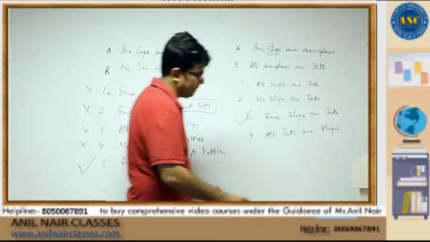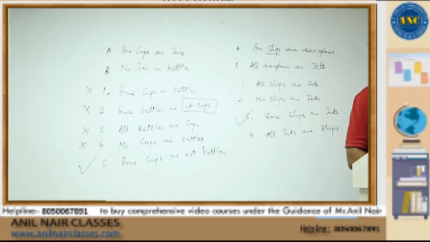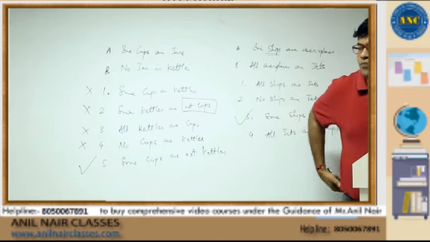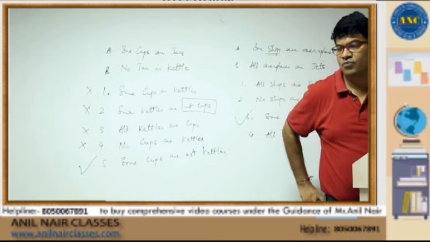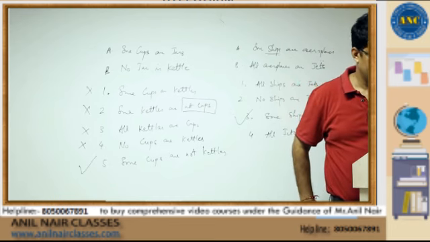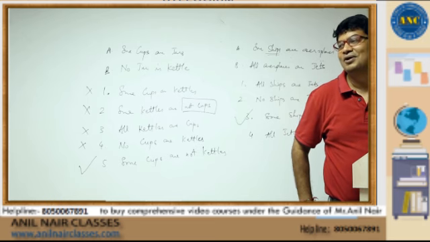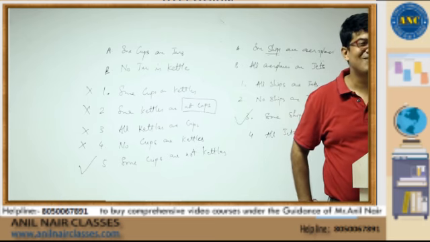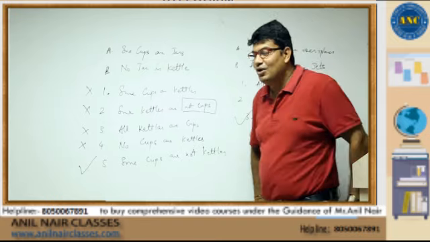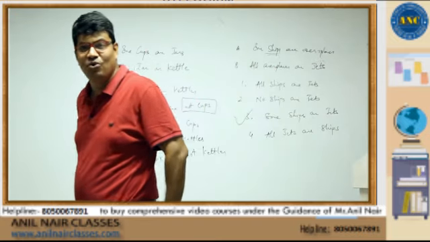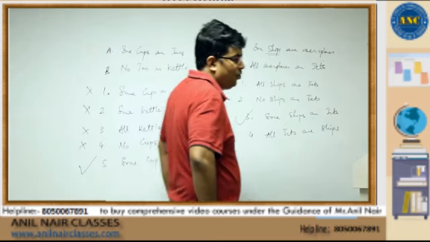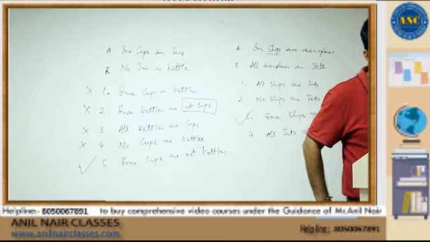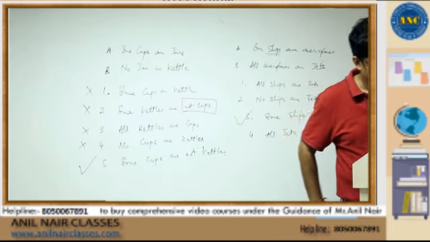Rule 5. If both the premises are particular, no inference can be drawn. Very good. I told you, if you understand the logic, rule 5 and rule 6 are only for the sake of academic learning. If both the premises are particular, no inference can be drawn.